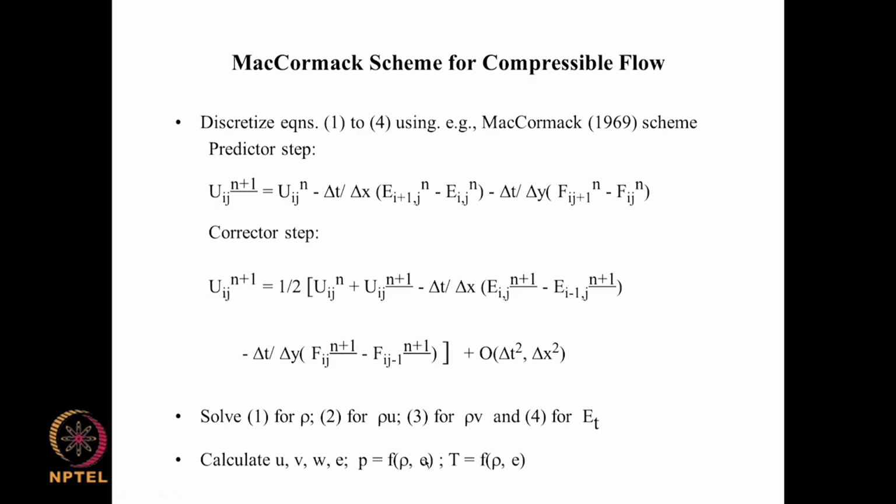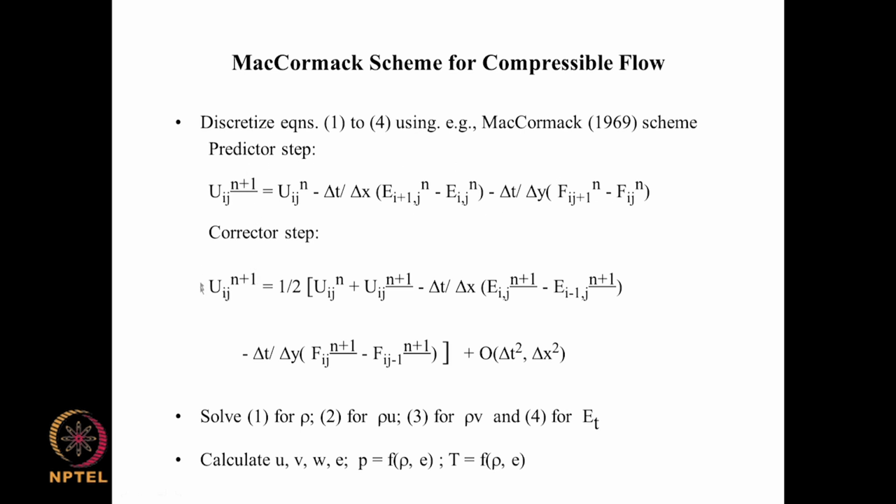Now, one final thing we would like to note is that if you look at this evaluation here, this is u i j n plus 1 bar, and it is expressed in terms of u i j n, e i plus 1 n, e i n, and f i j plus 1 n, f i j n. So, everything on the right hand side is at time step n. So, this is known, and therefore, this is explicit evaluation of u i j n plus 1 bar.